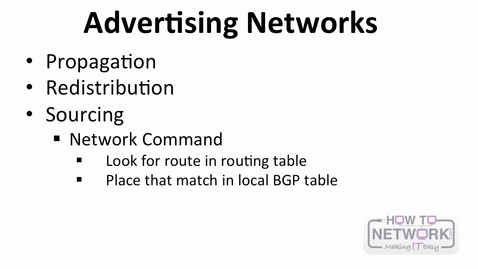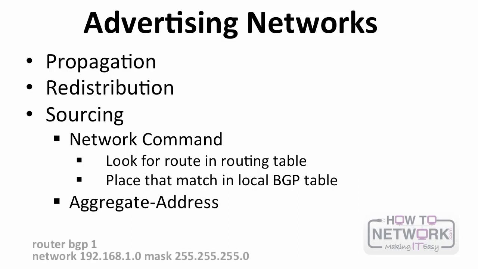Or you can use the aggregate address command, which does what it says. It aggregates multiple routes into one larger route. So here's an example of the network command: router BGP autonomous system, and then the network 192.168.1.0/24. We want to advertise that route, and that would do it.